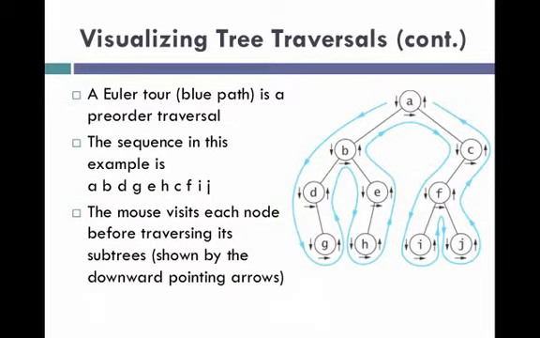Now, an Euler tour is a pre-order traversal. The sequence in this example is A, B, D, G, E, H, C, F, I, and J. The mouse visits each node before traversing its subtrees, as shown by these downward arrows. So as we go along the blue path, every time we encounter one of these downward arrows, that's visiting the node as a pre-order traversal.